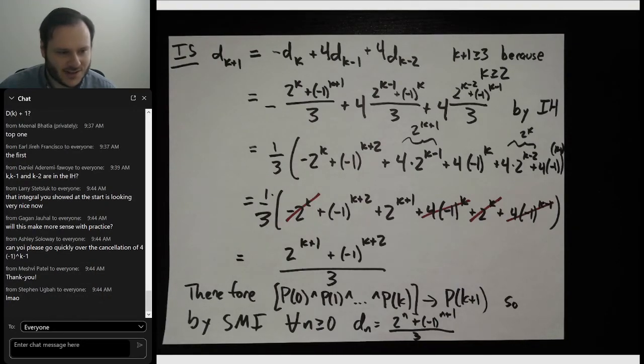That integral looks good. Will this make more sense with practice? I hope so. It was hard for me when I started, and now it makes sense to me. So it was probably practice.